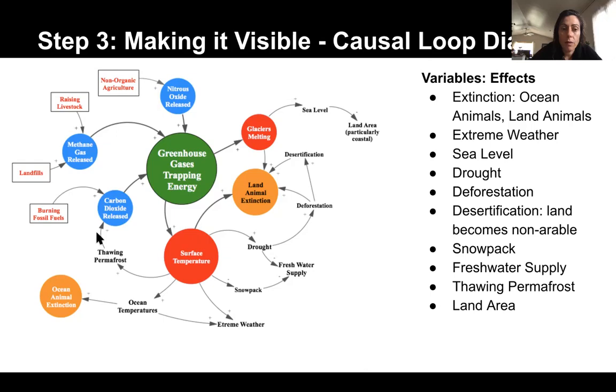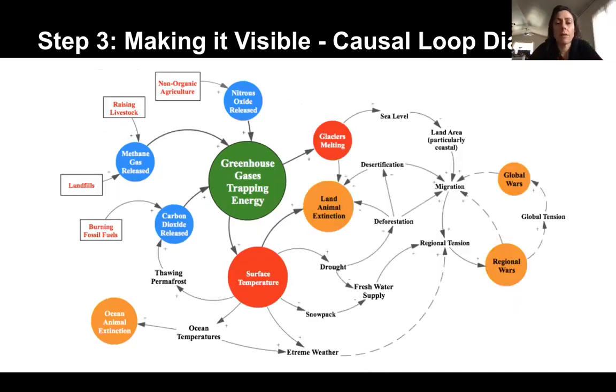Now here's where we have a really important loop. As surface temperatures go up, thawing permafrost goes up. As thawing permafrost goes up, carbon dioxide release goes up. And as that happens, greenhouse gases trapping energy go up. And so you get this reinforcing loop. So now you can see why it might be important to go from having just a standard cause and effect to a causal loop diagram that wraps things around it.